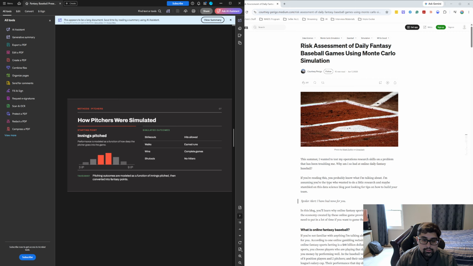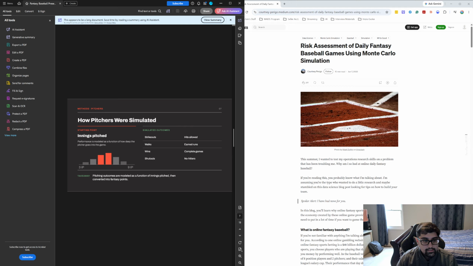So what Courtney did was he used Corbin Burns. He's a starting pitcher for the Arizona Diamondbacks, I believe. And basically the same basic idea applied to Trey Turner, who is, I believe, a second baseman or third baseman for the Phillies right now.